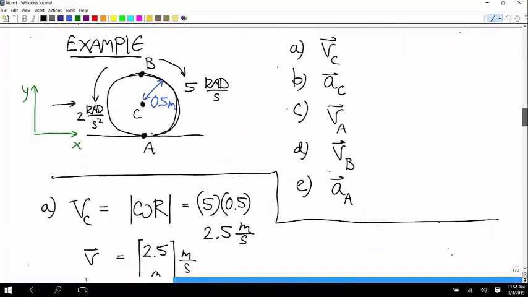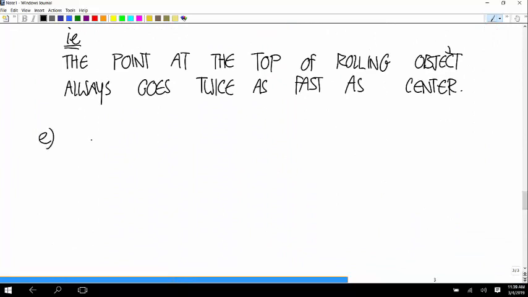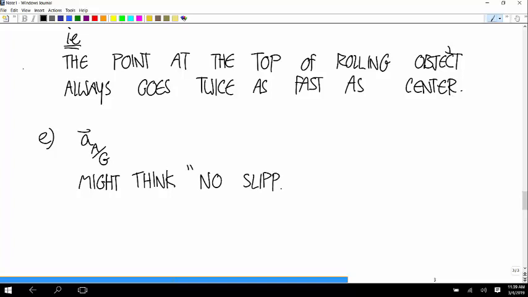Okay, that was D. And then the last one, now let's calculate the acceleration of that point A. So E, we're trying to calculate the acceleration of the point A relative to the ground. And again, I mentioned this before. You might think no slipping means the acceleration of A is equal to the zero vector.